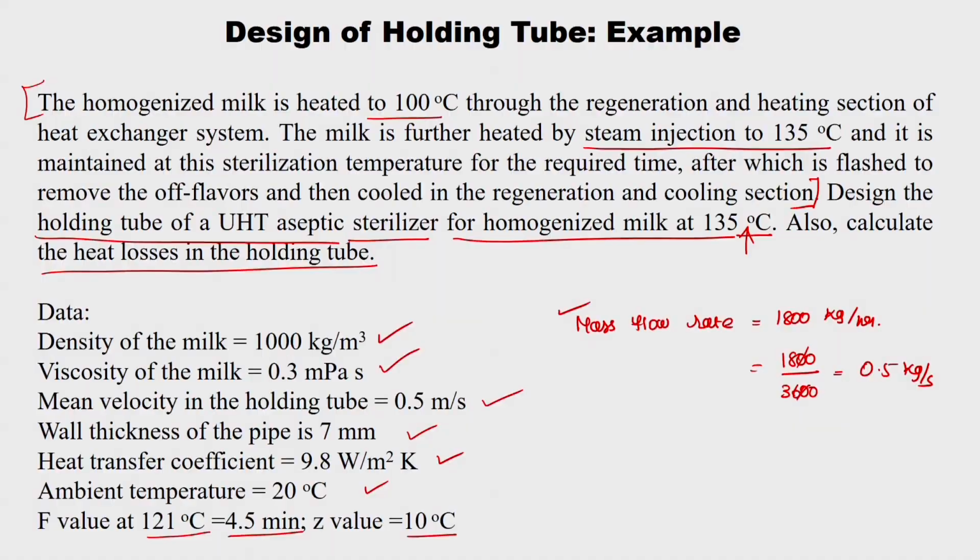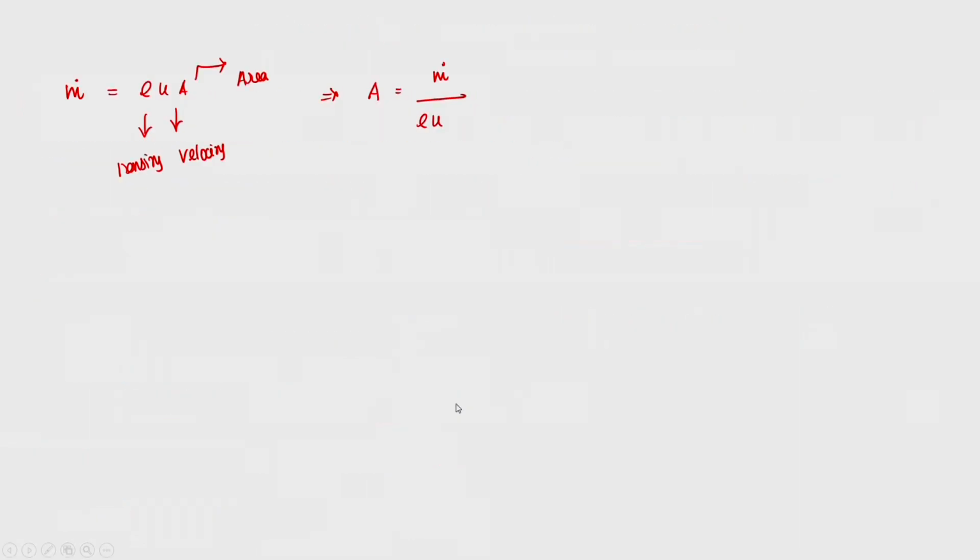We all know the mass flow rate, m dot, represents a rate, and it is density times velocity times area. What we have to find is the area, because I was given the mass flow rate, I was given rho, and I was also given u. The mean velocity of the holding tube is given, right.